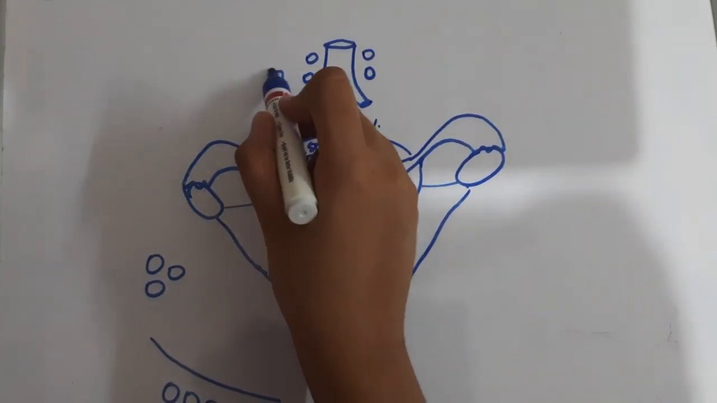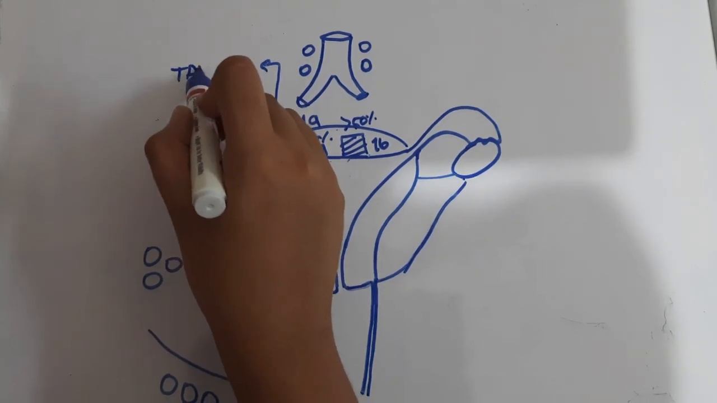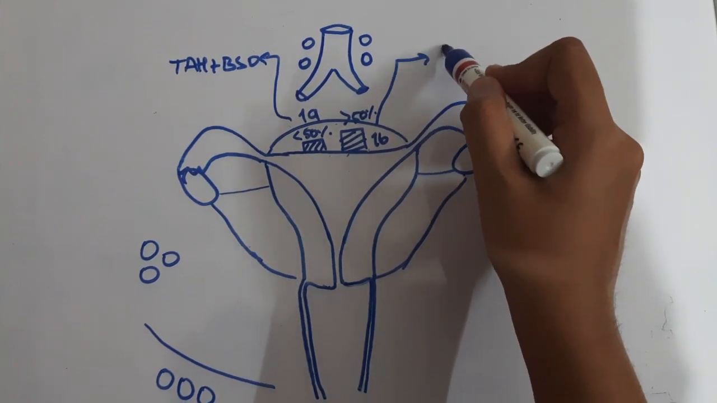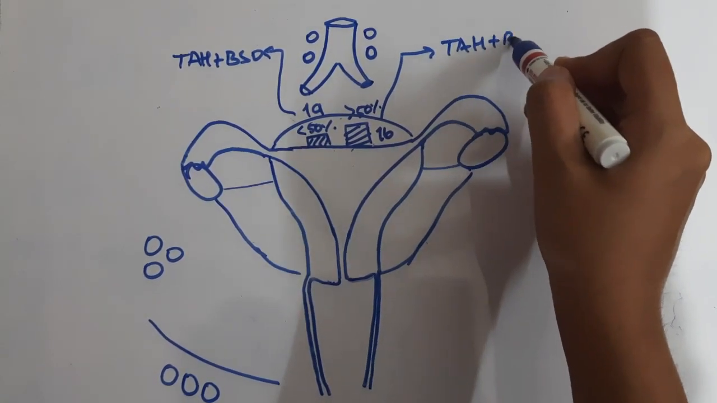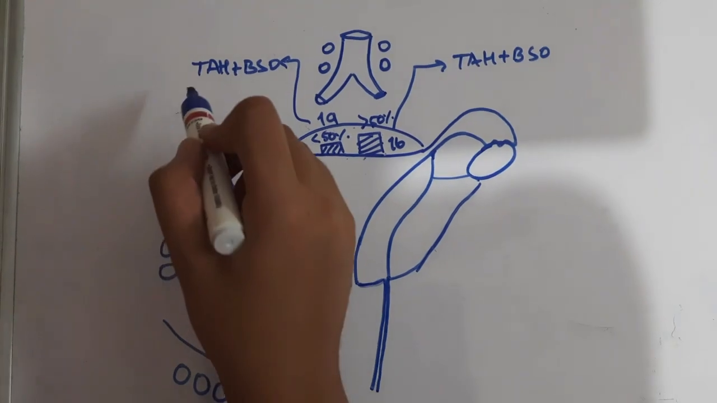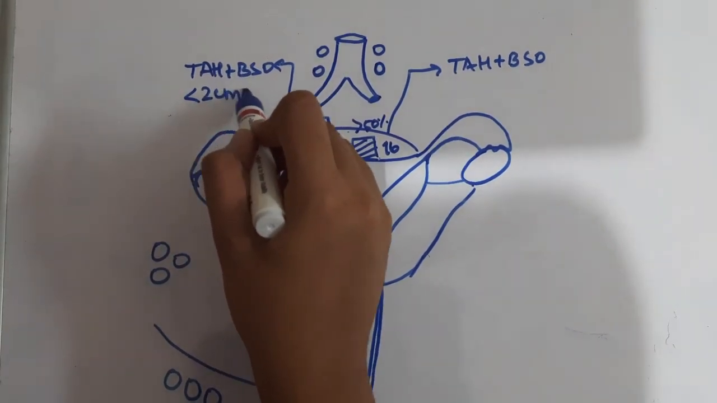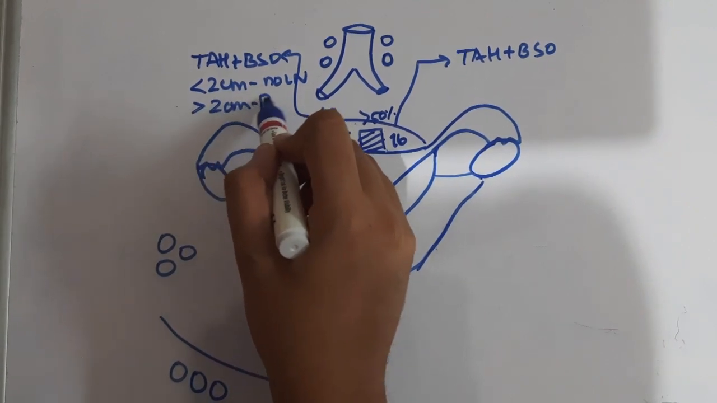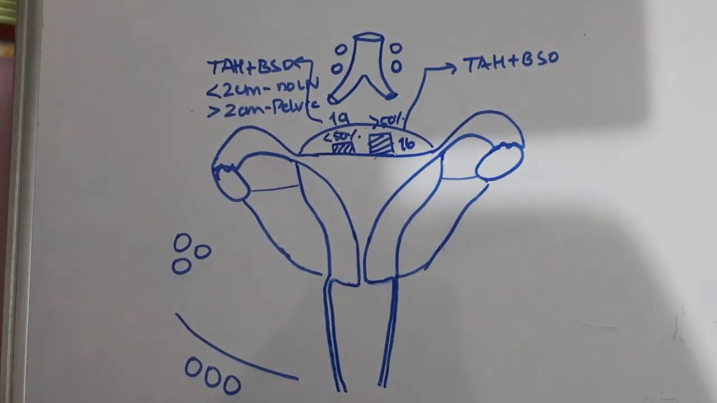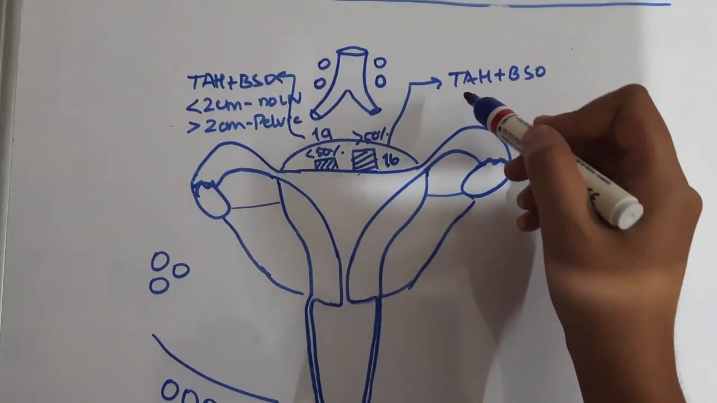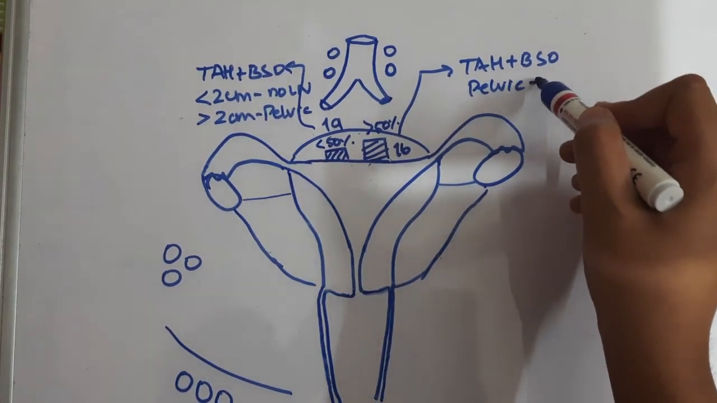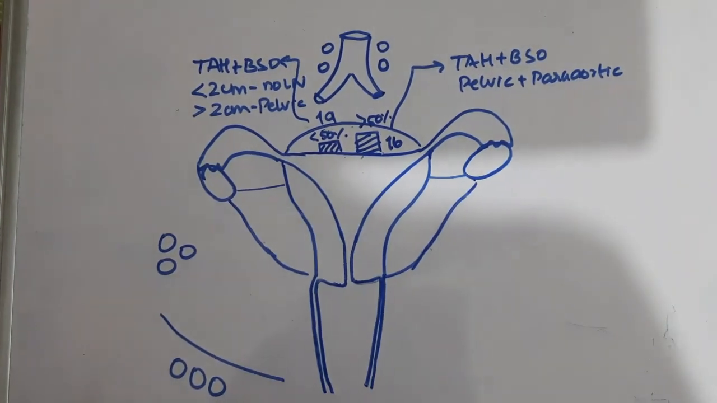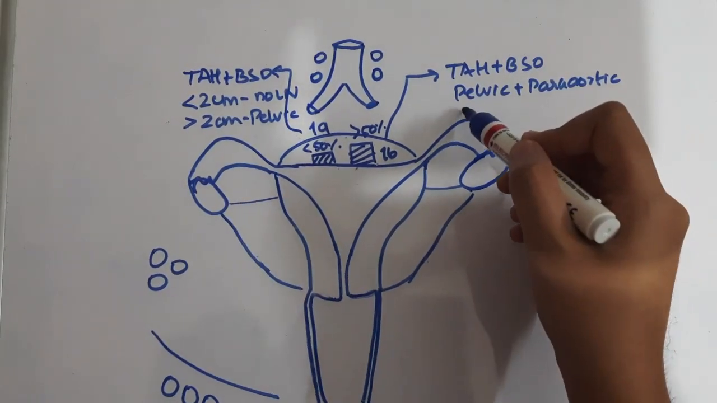Management of both stage 1A as well as 1B involves total abdominal hysterectomy as well as a bilateral salpingo-oophorectomy. In 1A, if tumor margins are less than 2 cm, then no lymph node dissection is done. But if the margin is more than 2 cm, pelvic lymph nodes are also removed. In 1B, pelvic as well as para-aortic lymph nodes are removed. Along with that, radiotherapy is also administered.